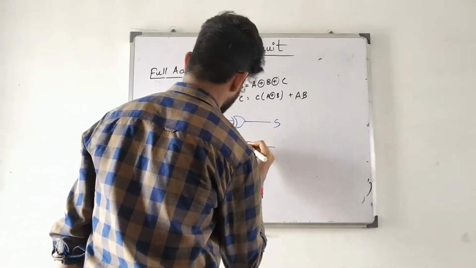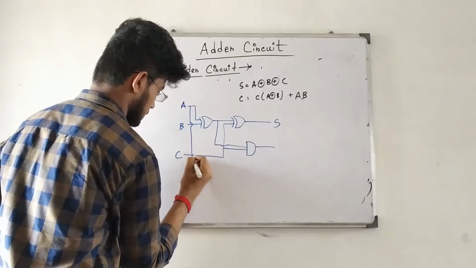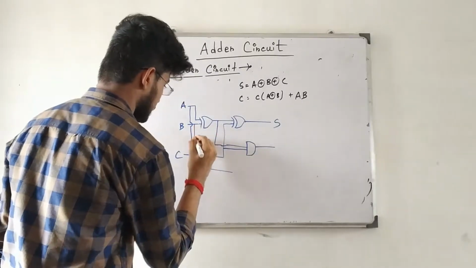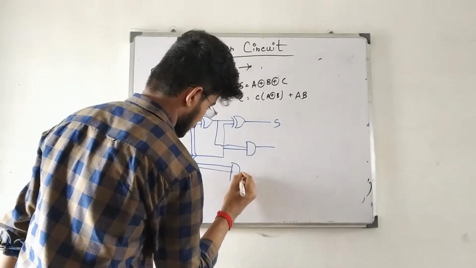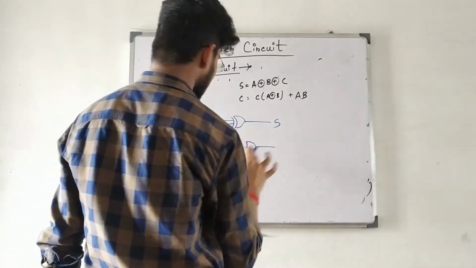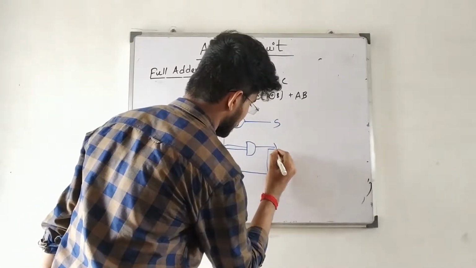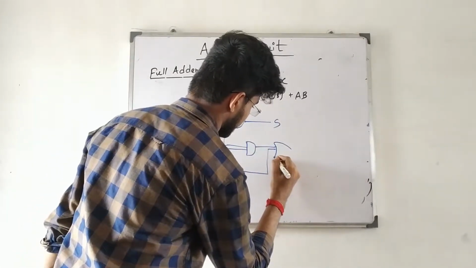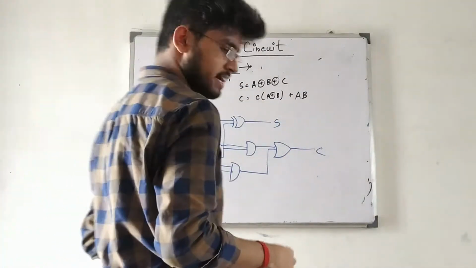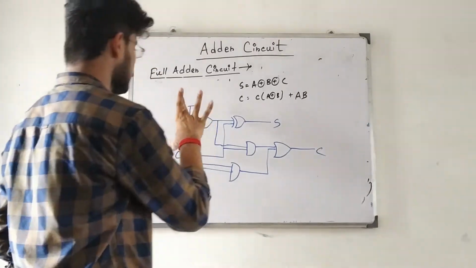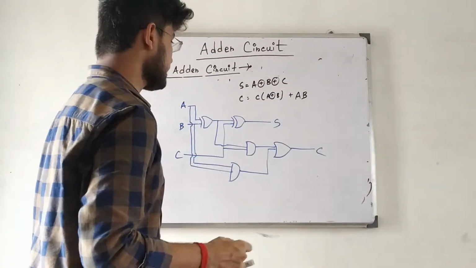plus AB. This is A and this is B. So this is C into (A XOR B) plus AB. This is the whole circuit. So this is the logic circuit of the full adder circuit. If we give the 3 input binary digits here, then it will produce the output sum and carry.